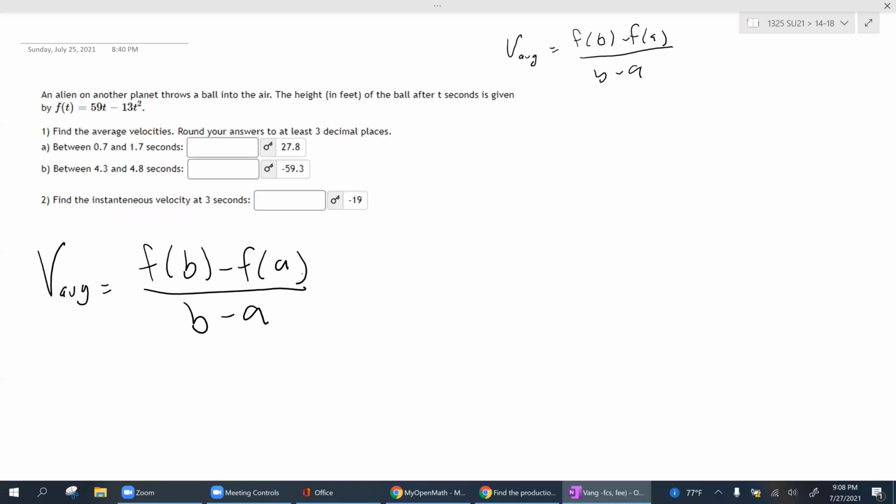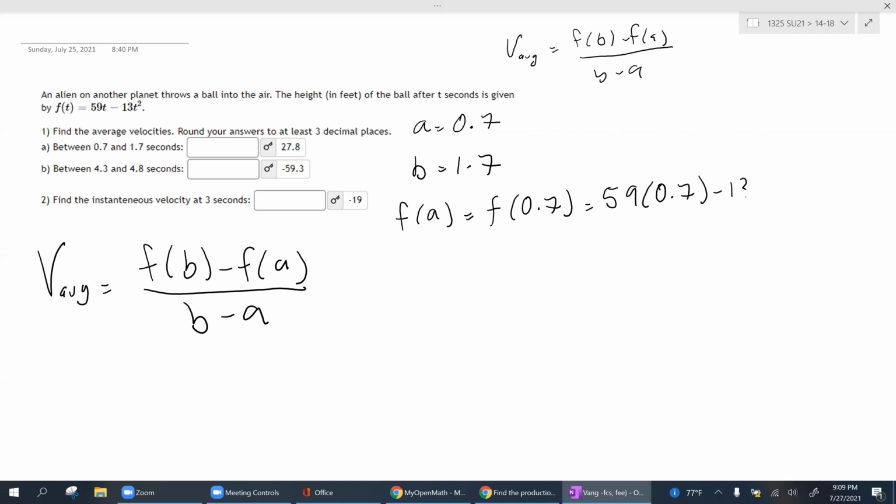Right, so for problem A, they want you to find that between these 2 points. Whenever they give you points, A is going to be the first point, B is going to be the second point. F of A just means you're going to plug in A into the function that was given to you, that function up there. So F of A just means f of 0.7, which means I'm going to plug in that value into that function.